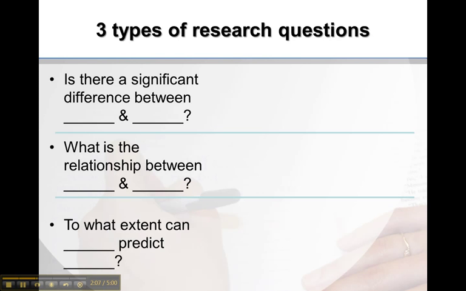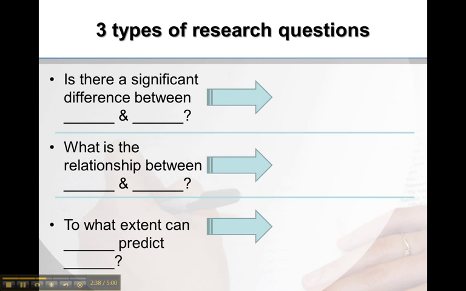The third and final type of research question for quantitative research is, to what extent can one thing predict another thing? And so this is going to be where we know two variables have a relationship and we want to know if we can predict from one to the other. You might ask, to what extent can the number of years that a teacher has in the classroom predict her students' success on a certain test that you choose? And so those are really the three kinds of questions we could ask.